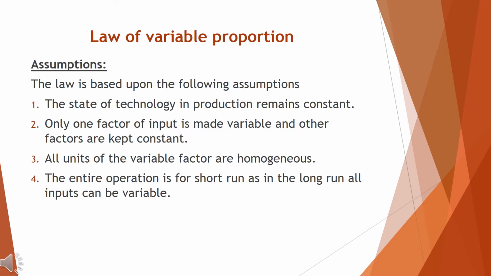Assumptions. The law is based upon the following assumptions. The state of technology in production remains constant and unchanged. Only one factor of input is made variable and other factors are kept constant. All the units of the variable factors are homogeneous. The entire operation is for short run, as in the long run, all the inputs can be variable.